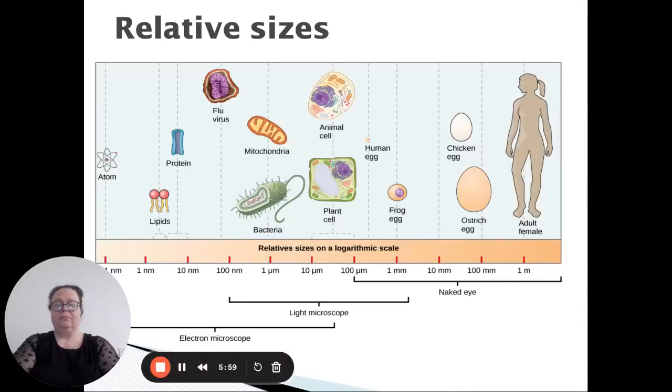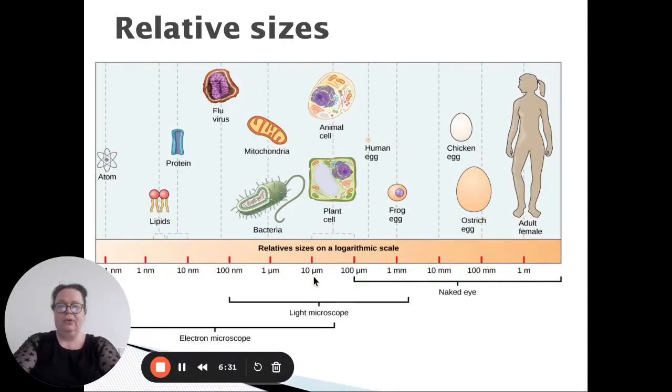Right, so let's have a look at the sizes, because when we looked at our cells, they're both similar size. So this is kind of a size line, if you like. Down this end, we've got the atom, and all the way up this end, we've got an adult female, and then we've got all these measurements in between. So plant cells and animal cells here, they fit in between the 10 micrometers and 100 micrometers category. So they're around that size.